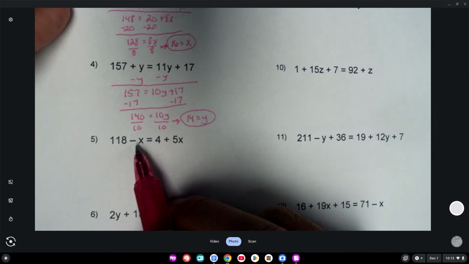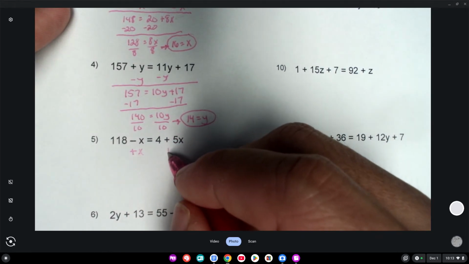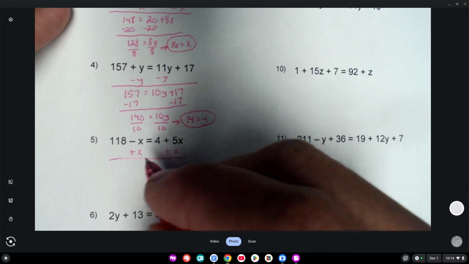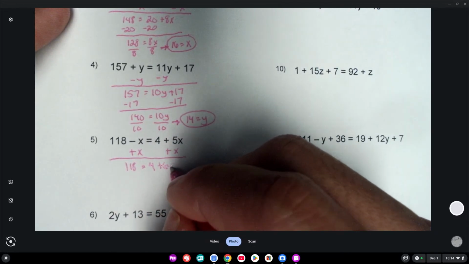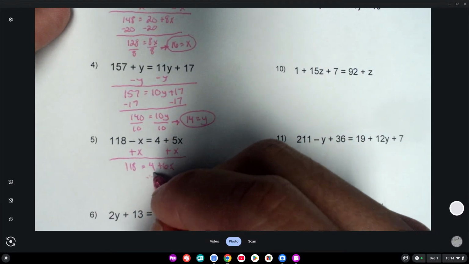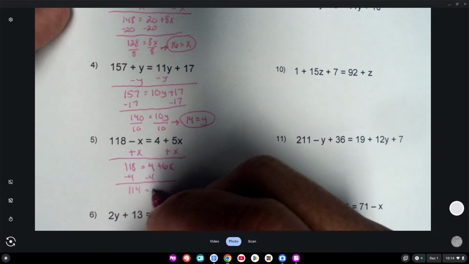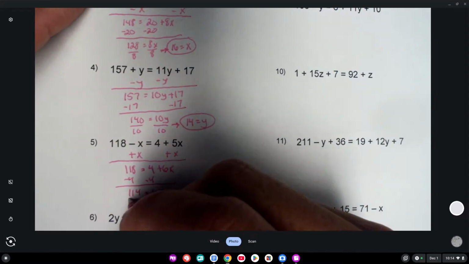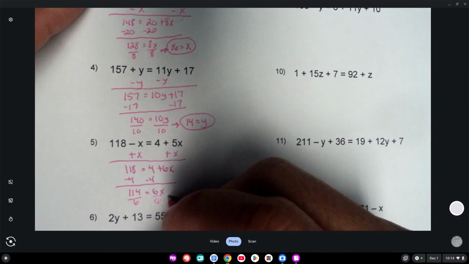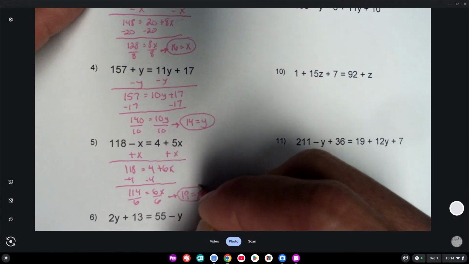Alright, this time I have minus x and plus 5x on the other side. So this time I can add x to make that 0x. So I have 118 equals 4 plus 6x. Subtract the 4 to make that 0 and get the 6x all by itself. That leaves me 114 equals 6x. So last step, divide by the 6. Divide by the number in front of the letter. And that gives me 19 equals x.